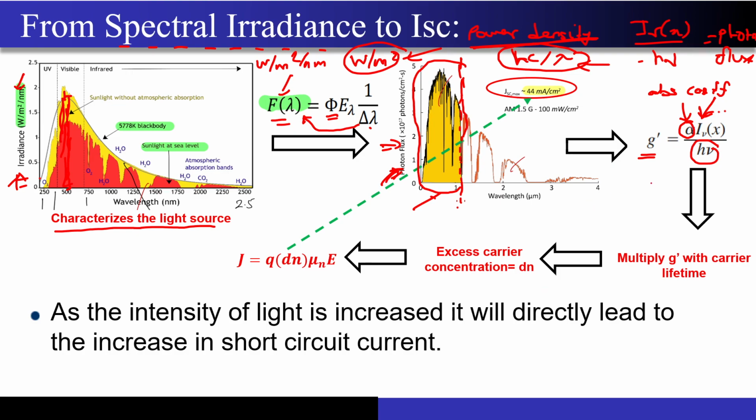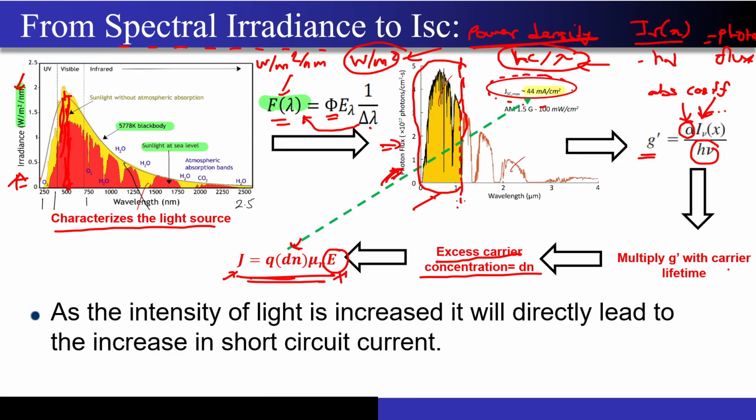If I multiply the generation rate with the carrier lifetime, I get the excess carrier concentration. This excess carrier concentration generated in the semiconductor material dictates the current that will flow in that optoelectronic device. These excess carriers, when exposed to a field, maybe the depletion region field or an applied bias, dictate how much current flows, and this is the same current that sir has shown here.